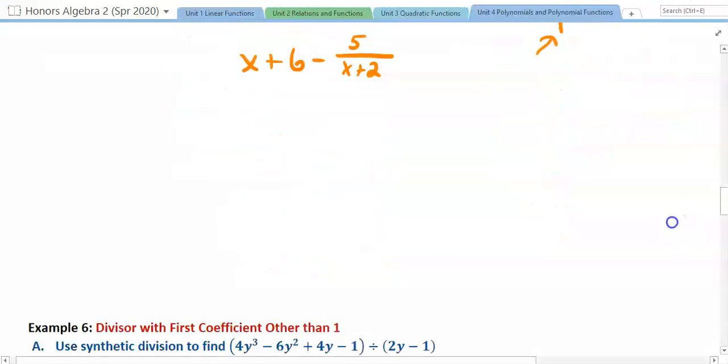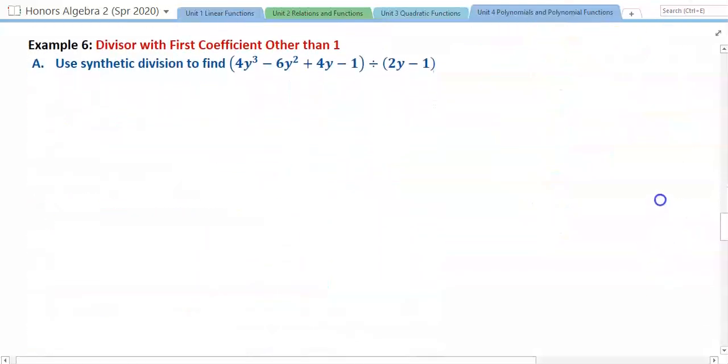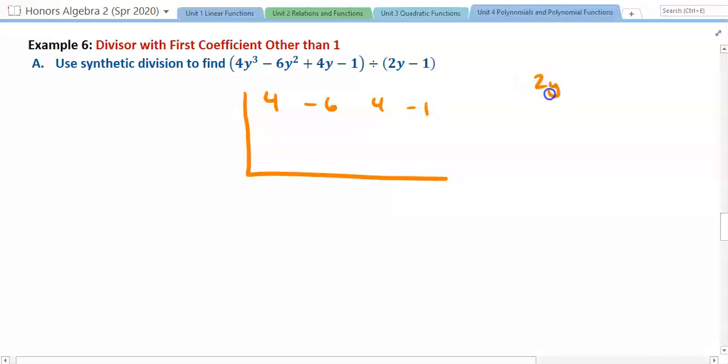Okay? Let's look at example 6. Divisors with coefficients other than 1. Well, I've already shown you that we're going to set the divisor equal to 0 and solve for the variable, in this case y. So why would it be any different if I just have something like x plus 2 or x minus 5 to have 2y minus 1 and solve for it? So we're going to set our box, and I'm going to get 4, negative 6, 4, and negative 1. I'm going to have 2y minus 1 equals 0, so I'm going to add 1.